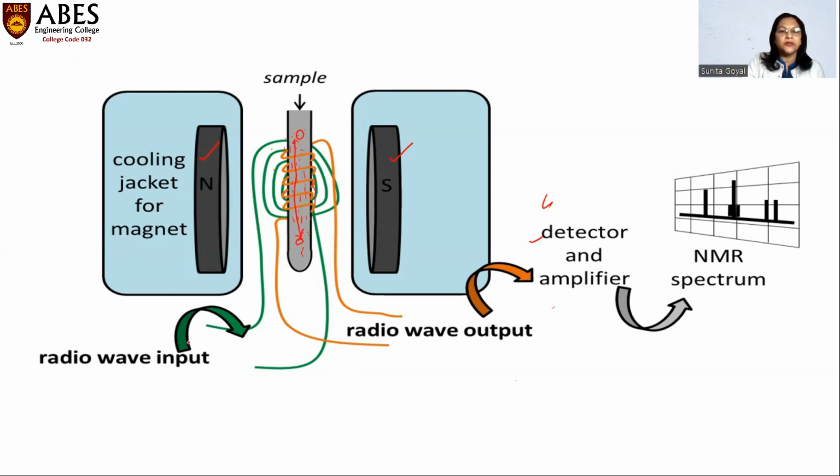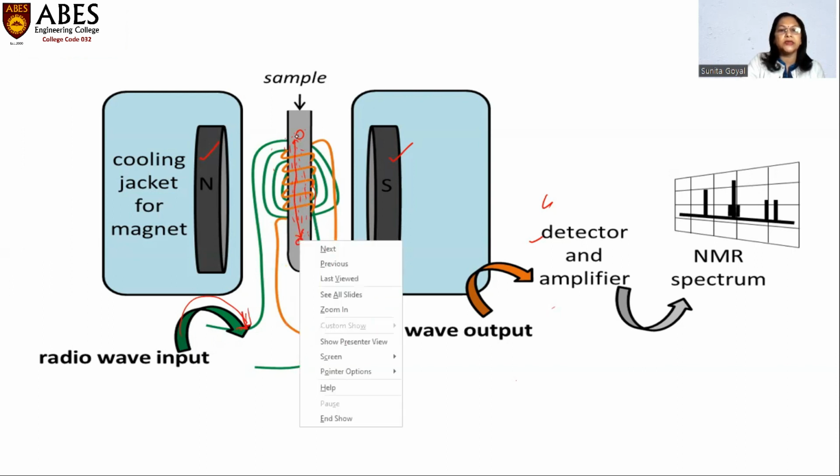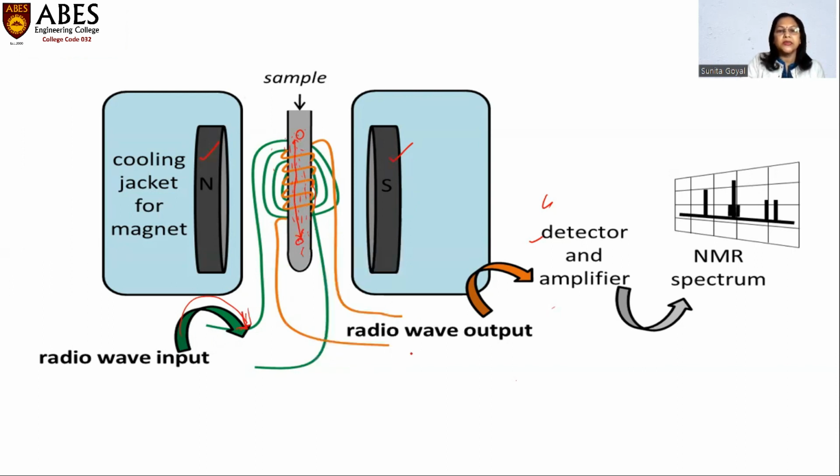So here, from this arrow, we are showing radio wave input, which will help to promote the nucleus from the lower energy state to the higher energy state. And radio wave output will be there. And here a radio wave frequency receiver is kept, which will detect this absorption of energy and will amplify it.